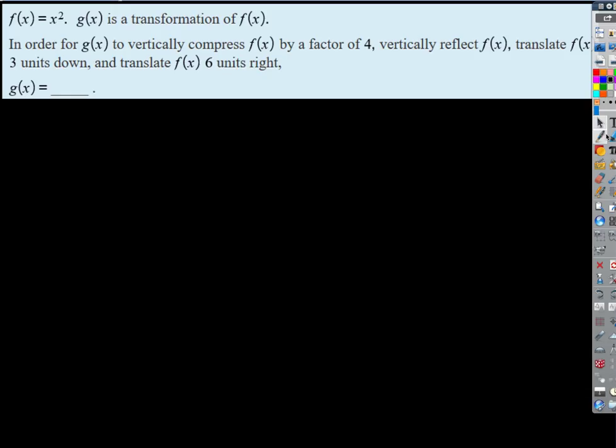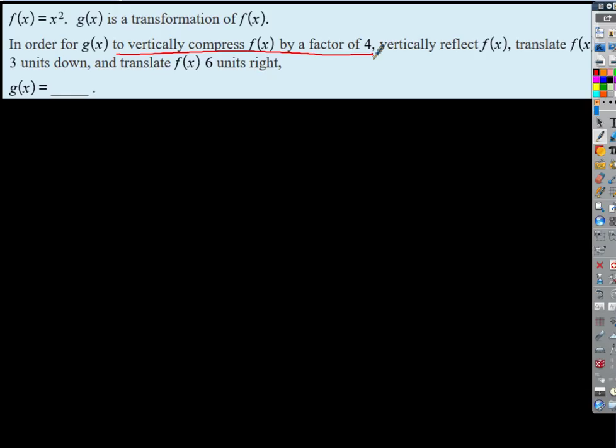So what do we do here? If we're going to start with our parent graph, f of x equals x squared, and we want to produce a transformation of that, some new graph g of x that does this stuff, let's just add that stuff one piece at a time, because we want to do this in order. So what does this mean right here? If we're going to vertically compress f of x by a factor of 4, which parameter does that?